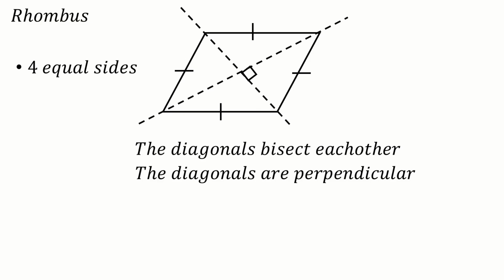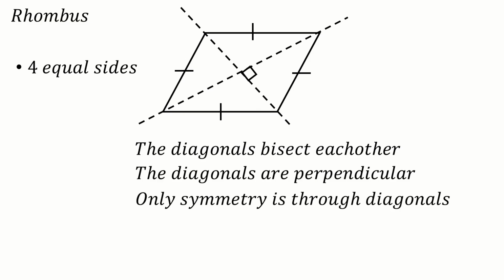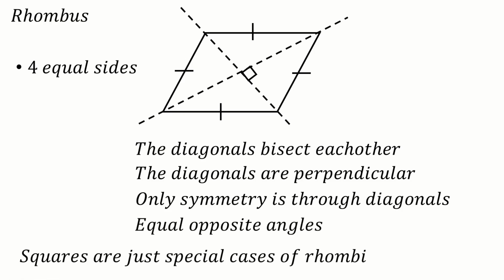But there is no symmetry. There is. The symmetry goes through the diagonals only. So this shape doesn't have symmetry through the sides anymore, just through the diagonals. So just 2 lines of symmetry. And as I just said, equal opposite angles, not so concerned about, but squares are just special cases of rhombi, right? Because they have 4 equal sides and 4 equal angles.